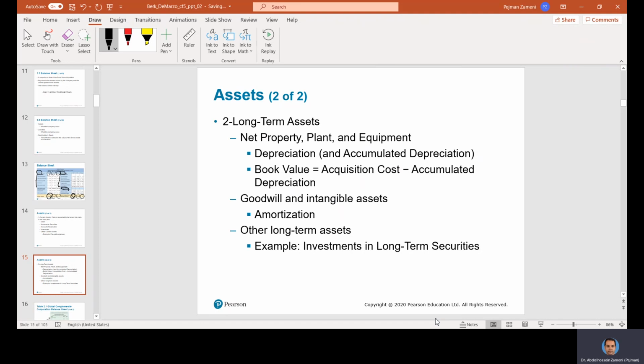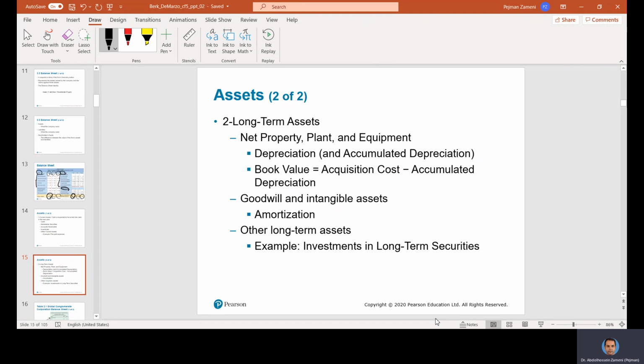Okay, long-term assets. As the name suggests, it's quite obvious that property, plant, or equipment goes under this category. But we're going to go with the net property. Net property, plant, or equipment means that depreciation should be deducted from it. Book value equals acquisition cost, the amount that we bought the property, plant, or asset for, minus accumulated depreciation.